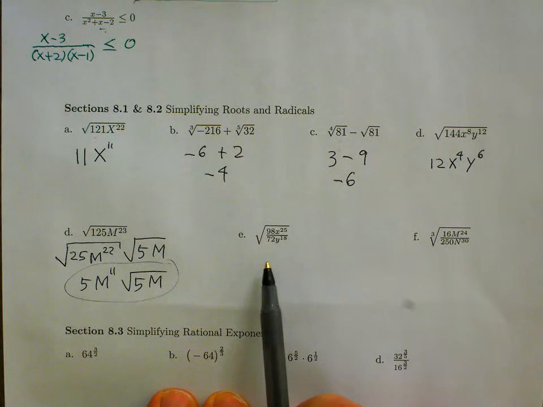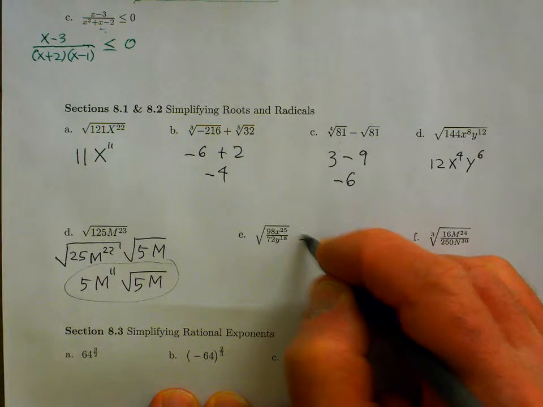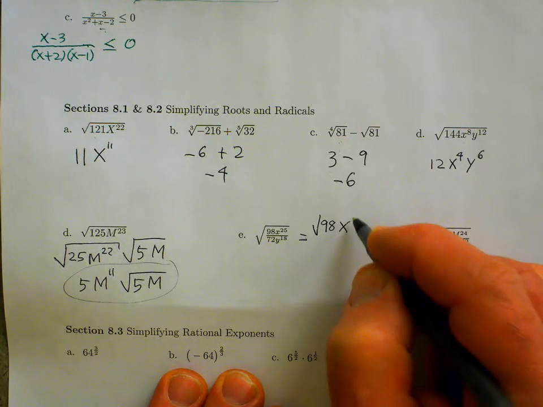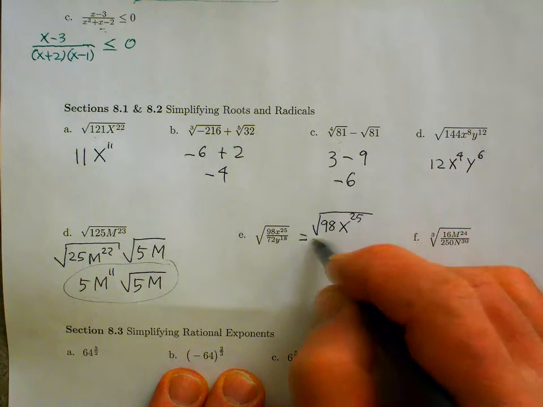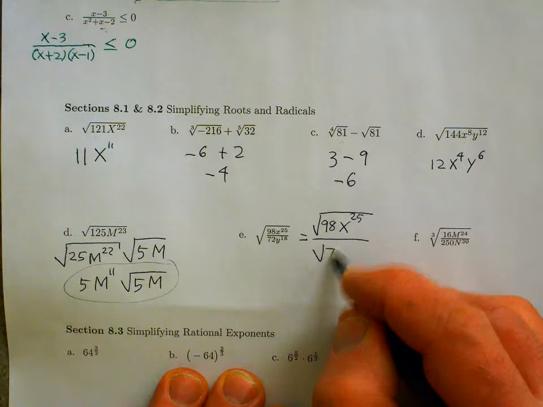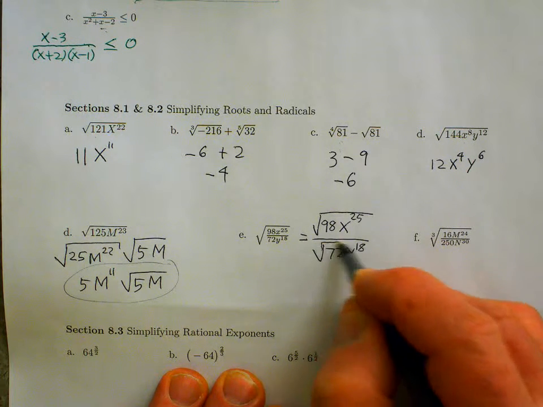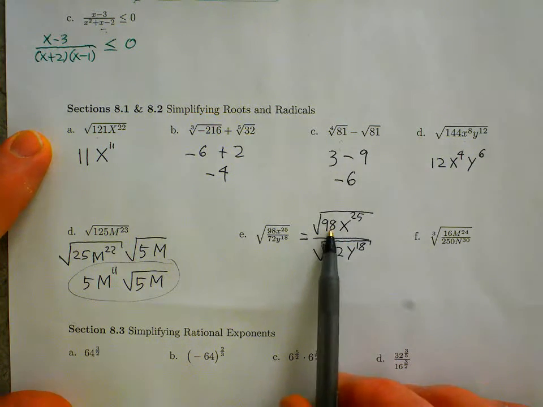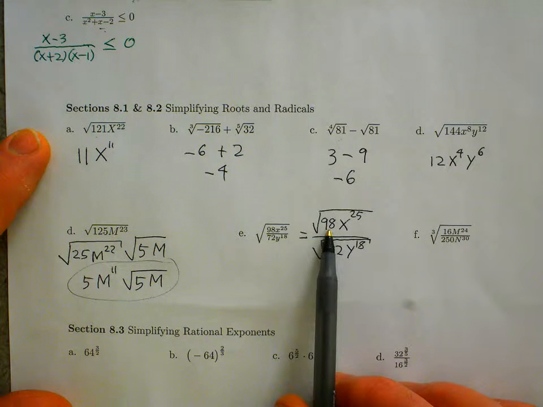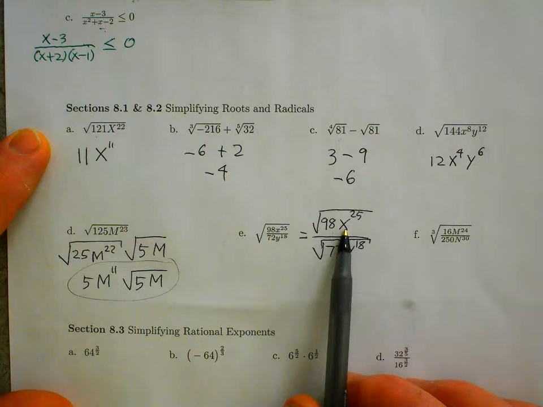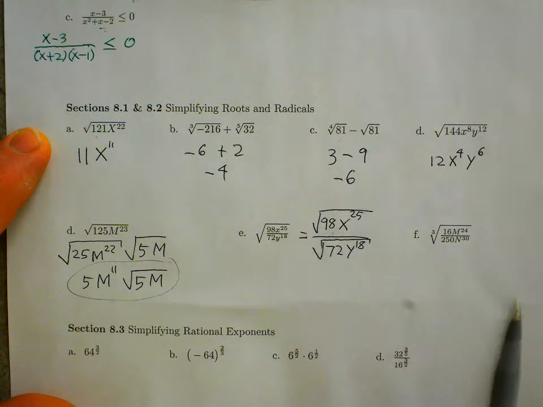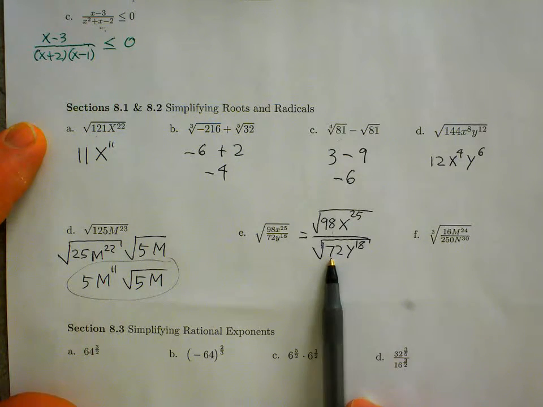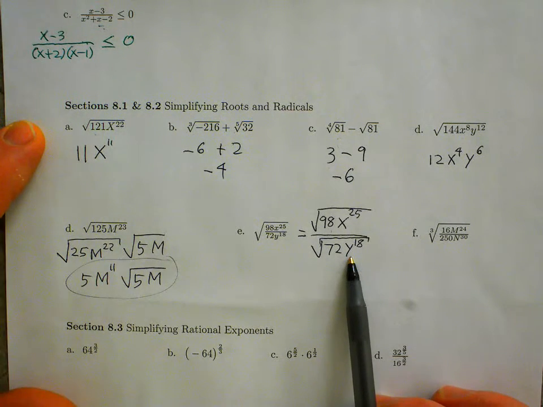In the next example, the square root of a quotient, we can write that as the square root of the numerator, square root of 98x to the 25th, in the numerator, and in the denominator, the square root of 72y to the 18th. Okay, so in the numerator, the largest factor of 98 that is a perfect square is 49. The largest factor of x to the 25th that is a perfect square is x to the 24th. In the denominator, the largest factor of 72 that's a perfect square is 36. And y to the 18th is a perfect square.